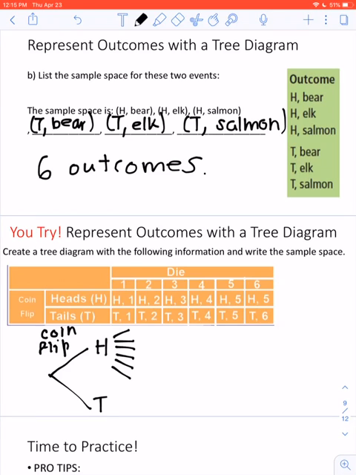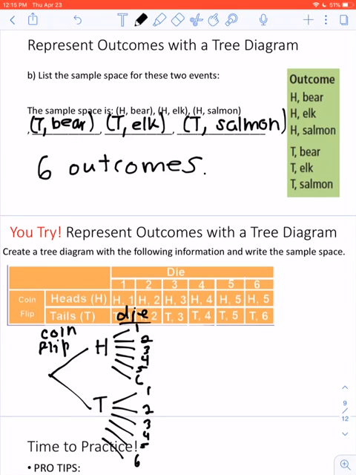What are the different numbers? I have to write them in. 1, 2, 3, 4, 5, 6. Same thing has to happen on tails. 1, 2, 3, 4, 5, 6. And we're going to label this here as the die.